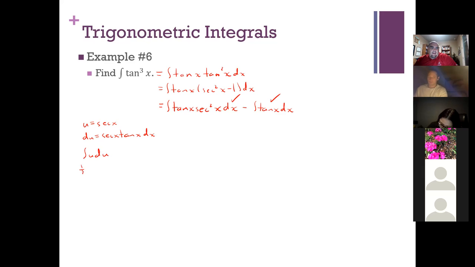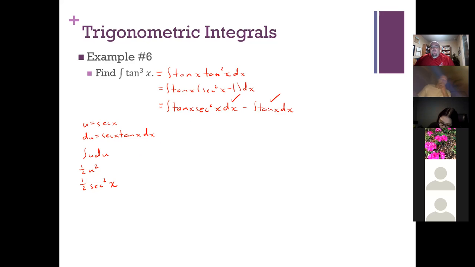which is just 1/2 u squared, which is equal to 1/2 of secant squared of x. And you know what, I was expecting this to be 1/2 tangent squared of x, which it's obviously not, but this is going to be correct, and I'll explain why when we're done. But this is really interesting. I haven't thought about this before. All right, so that one's done.